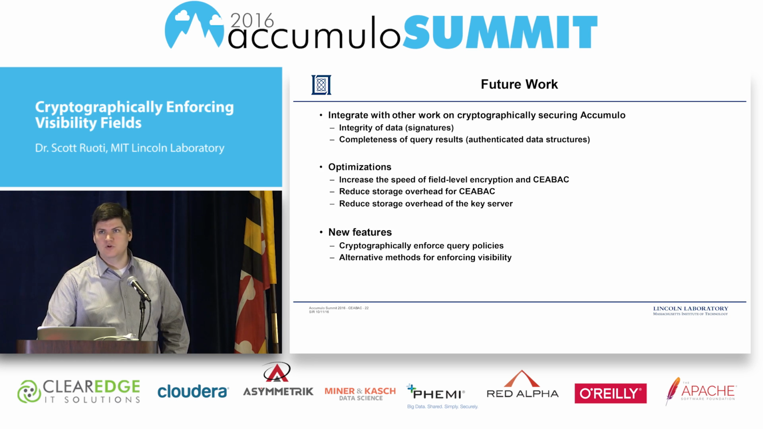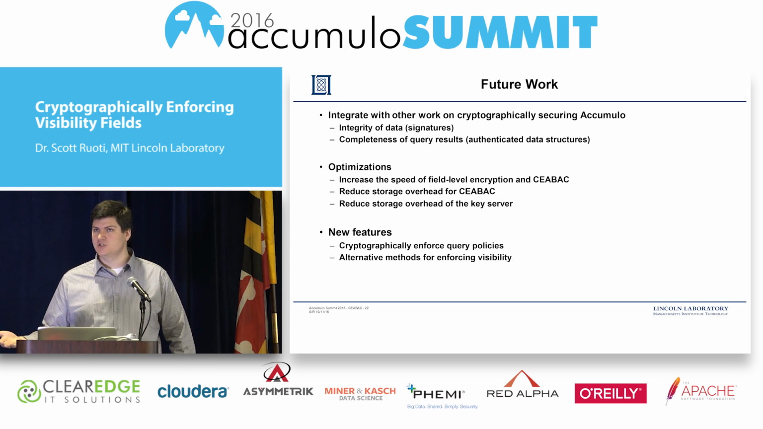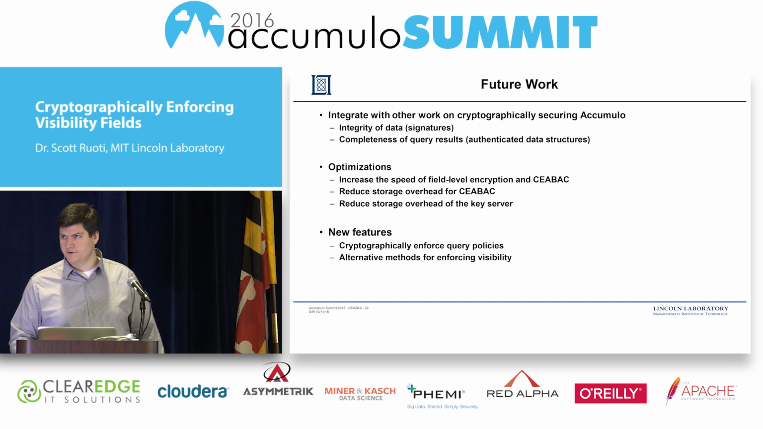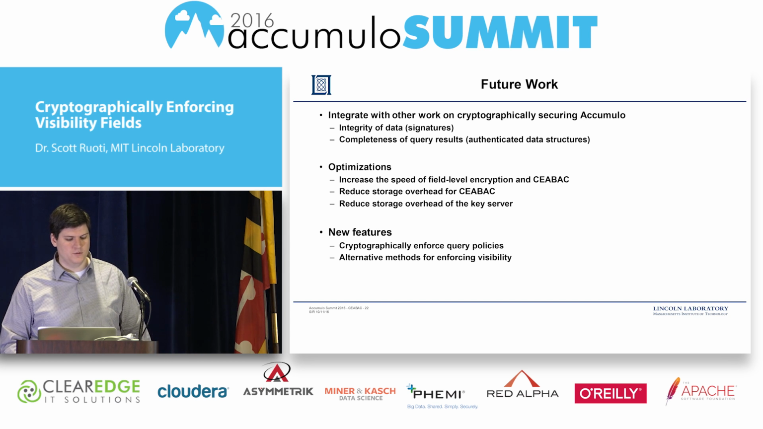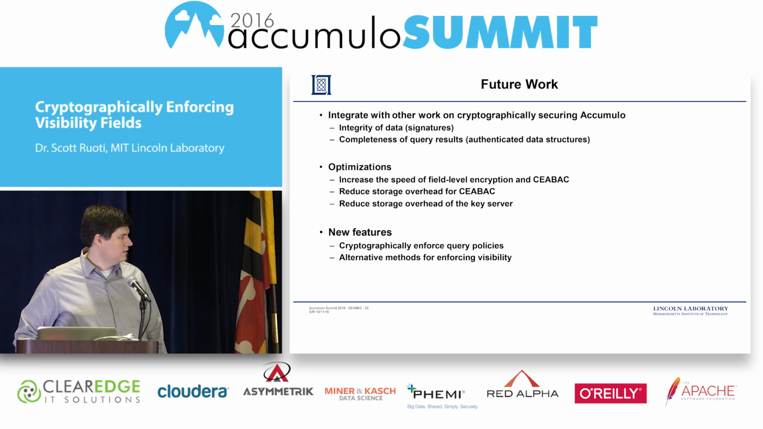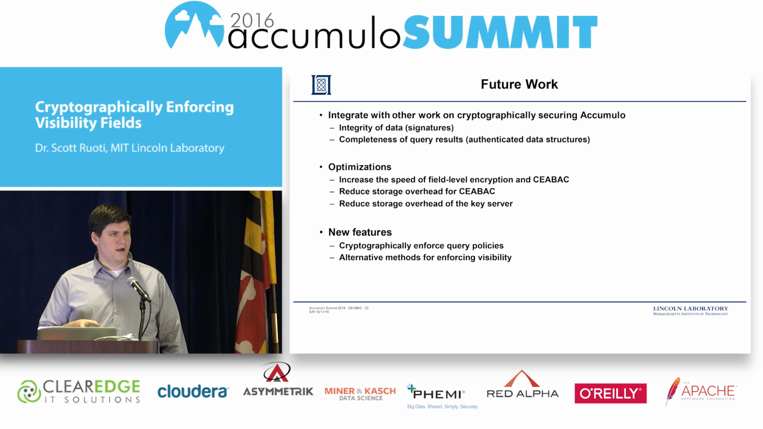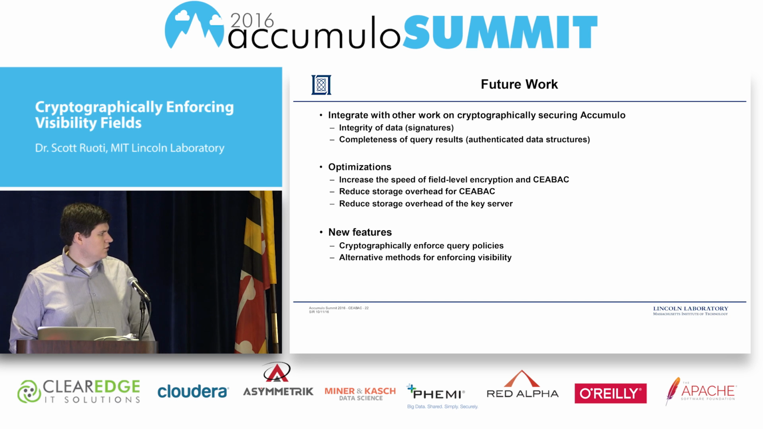Other things we're looking at: we're actively working to integrate this with the work that we've already done on signatures, as well as the work that you'll hear about after this talk about how to verify Accumulo results. Very important to us. So we're looking at ways that we can optimize our code, including increasing the speed of both field level encryption and CEABAC, reducing the storage overhead of CEABAC, and reducing storage overhead at the key server. So in every instance, we're just looking at ways we can make this faster and reduce the amount of data that needs to be stored.